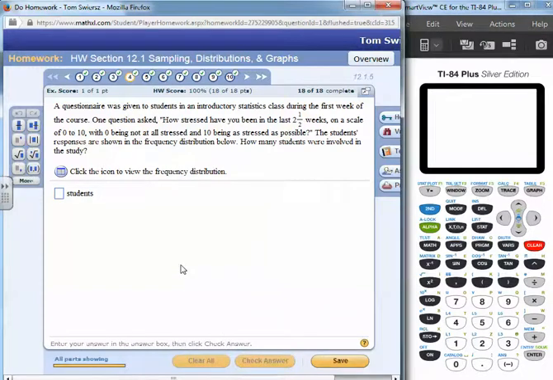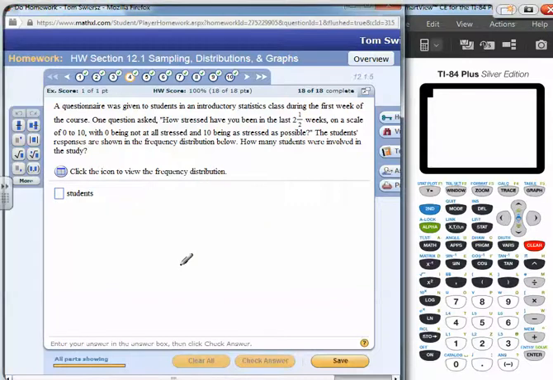All right. A questionnaire was given to students in an introductory statistics class during the first week of the course. One question asked, how stressed have you been in the last 2.5 weeks on a scale from 0 to 10? 0 being not at all stressed, and 10 being as stressed as possible. The students' responses are shown in the frequency distribution below.